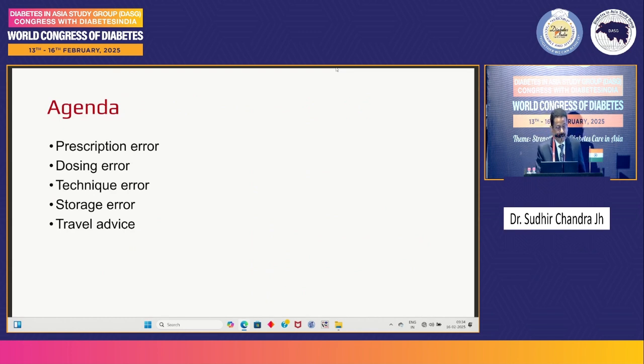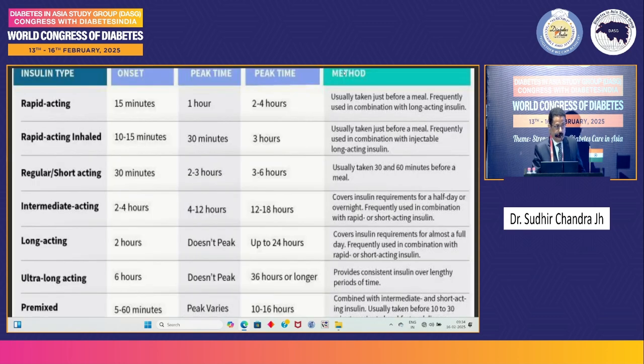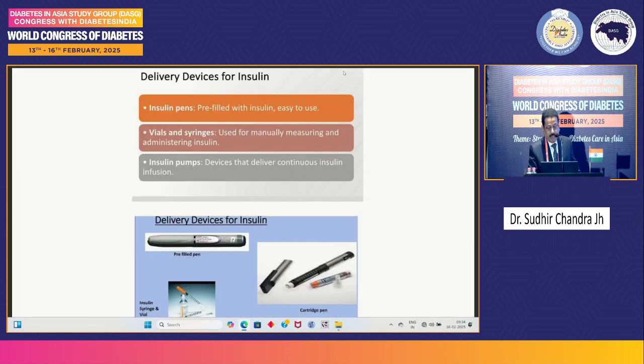We get prescription error, dosing error, technique error, storage error, and advice during travel. Now, a lot of insulin are available nowadays in the market, and with these types of international conferences, we are able to gather information, and we are very sure about which insulin to use in what situations. And we have these delivery devices for insulin. All of us know insulin pens, pre-filled with insulin, easy to use, vials and syringes, and insulin pumps, devices that deliver continuous insulin infusion.